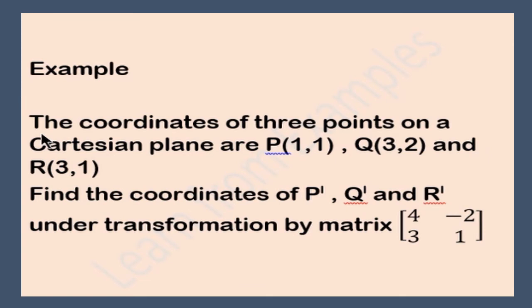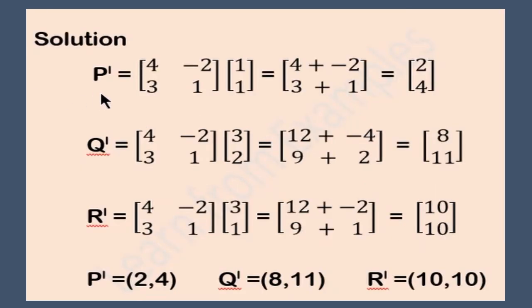Next example, so we have the same points, point P 1, 1, point Q 3, 2 and point R 3, 1. This time the transformation matrix is different: 4, negative 2, 3, 1, and the question remains the same. Find the coordinates of P dash, Q dash and R dash. Looking at the solution, P dash is equal to the transformation matrix multiplied by the coordinates of point P, which is written as a 2 by 1 matrix.